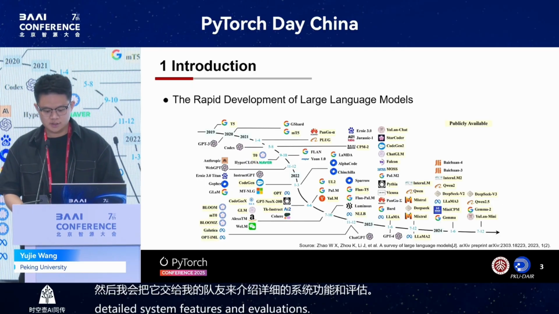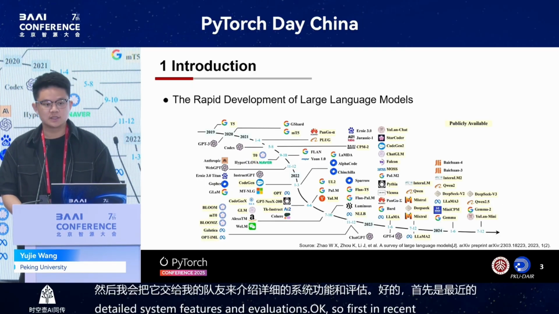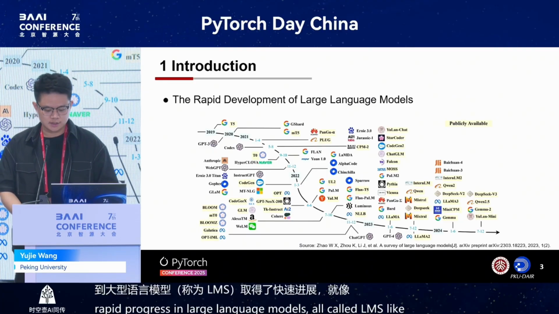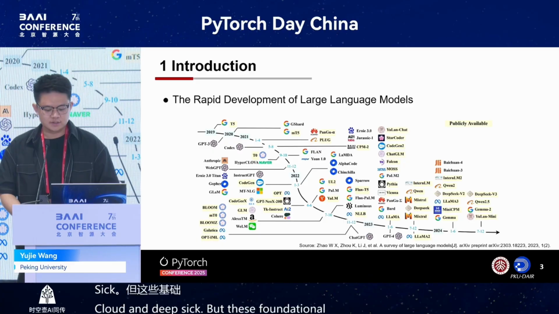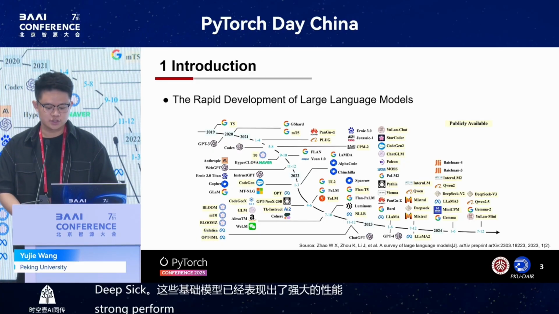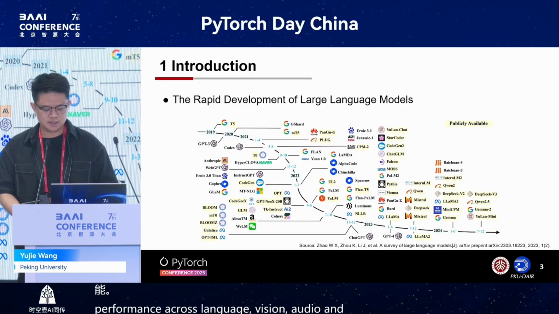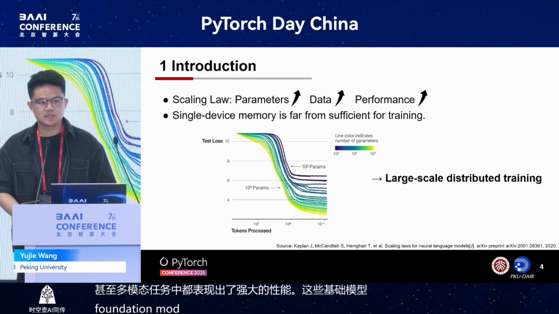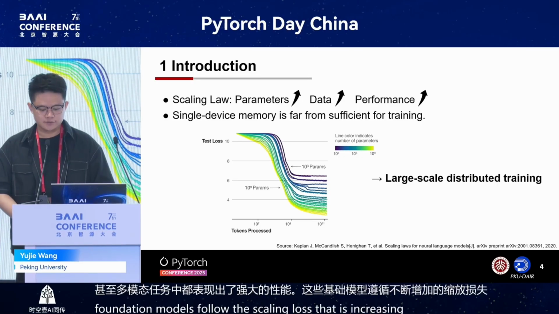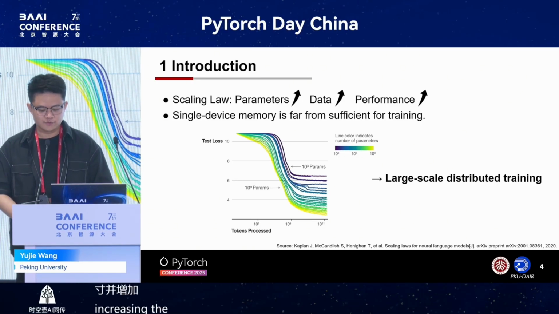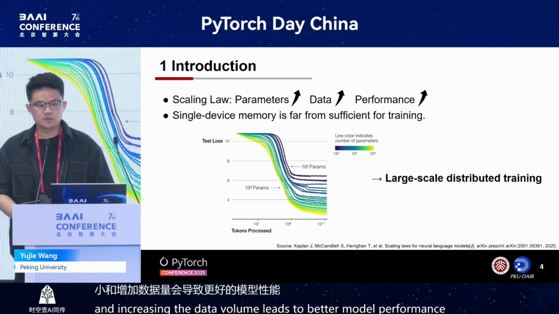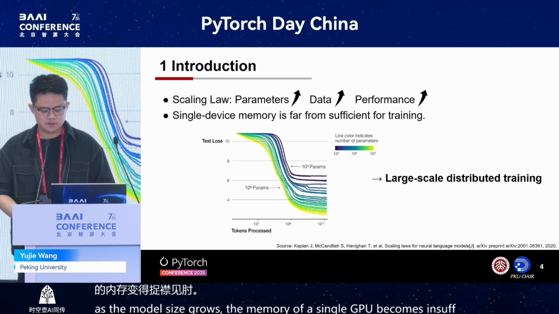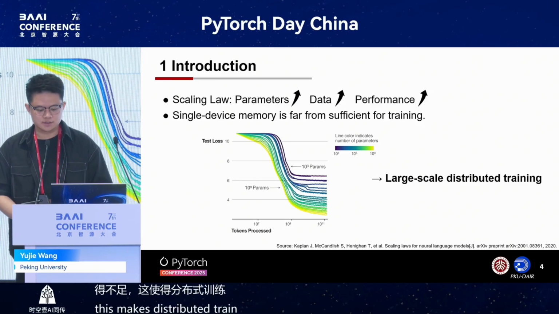Okay, so first, in recent years, we've seen rapid progress in large language models, or LLMs, like ChatGPT, Gemini, Claude, and DeepSeek. These foundation models have demonstrated strong performance across language, vision, audio, and even multimodality tasks. These foundation models follow the scaling laws, that is, increasing the model size and the data volume leads to better model performance. However, as the model size grows, the memory of a single GPU becomes insufficient. So this makes distributed training across large GPU clusters really important.